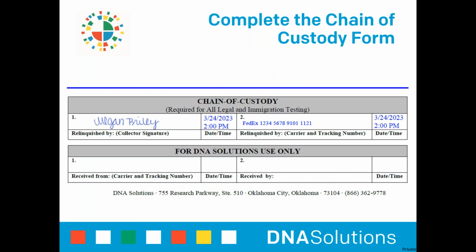The final bottom section of this form serves as the chain of custody, which is required by our accrediting body. Please know the form states this section is required for all legal and immigration testing. Here the collector will sign over custody of the collection materials to the carrier used for shipping the case to DNA Solutions. The collector needs to sign their name and put the date and time the samples are being relinquished. Please be sure to put the carrier and tracking number.